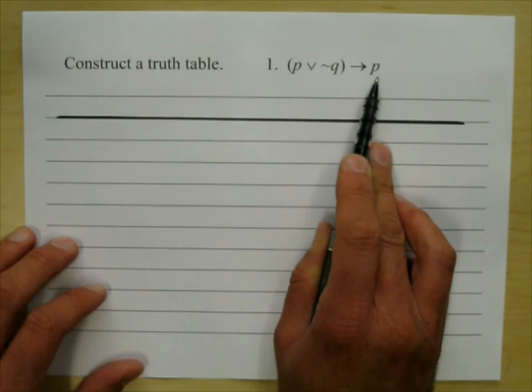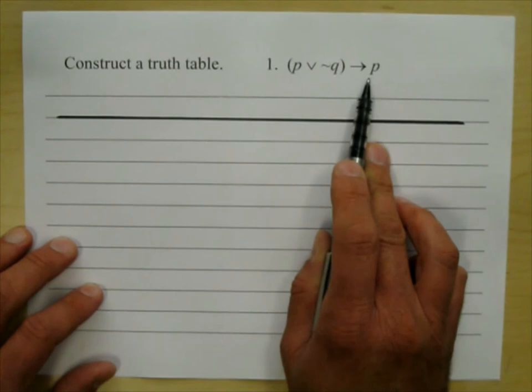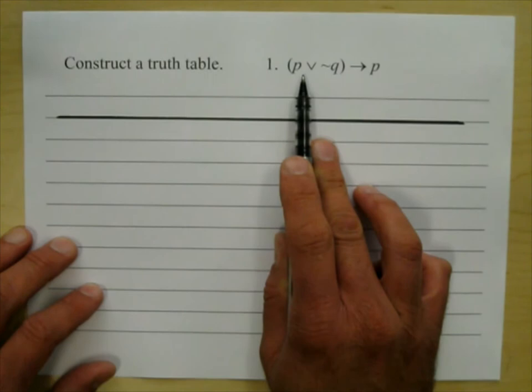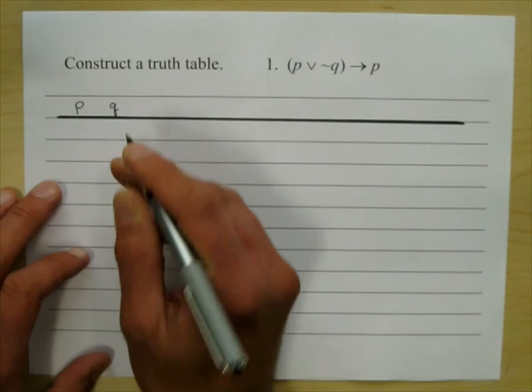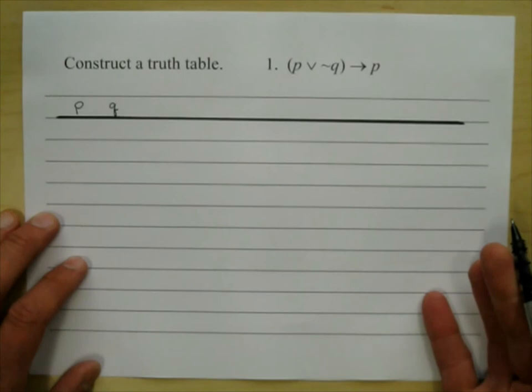And what's the first thing we need? Well, we count the number of letters. And it looks like there's three, but there's a repeat there. So we really have just P and Q. And some of you might say, I'm going to pause the video and see if I can do this on my own. Because we already covered truth tables. The new thing is this if-then.